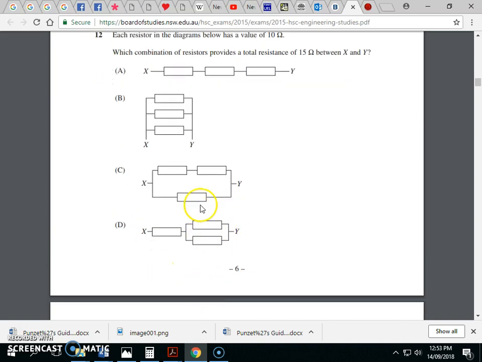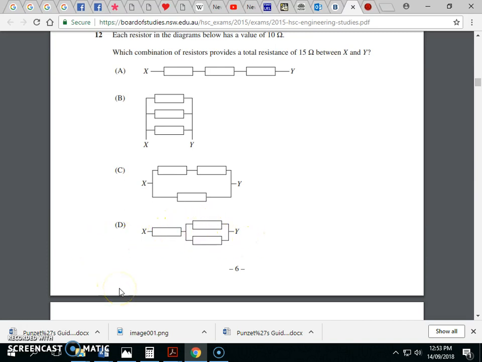Let's look at this one here. So let's do this situation first. So we're going to have 1 on 10 plus 1 on 10 is 2 on 10. Flip that, 2 on 10 becomes 10 on 2. 10 divided by 2 is 5. So this section here is a resistance of 5 ohms. This one here is 10 plus 5 is 15.